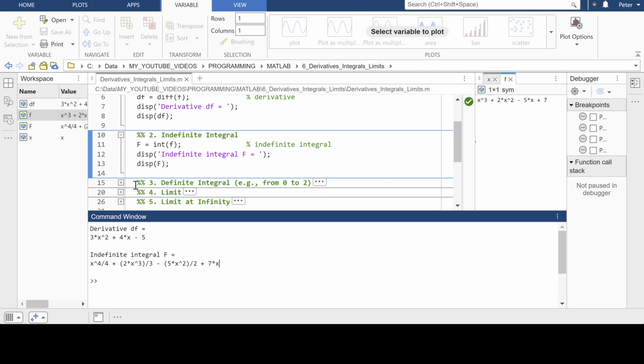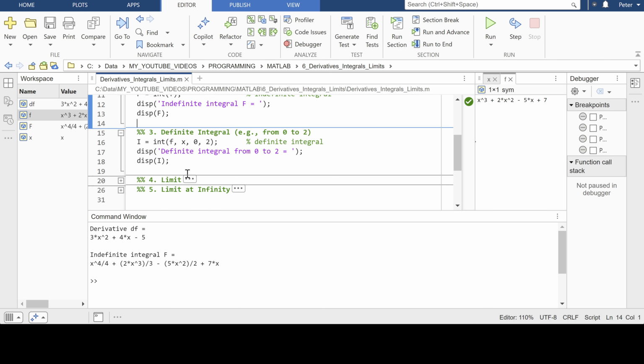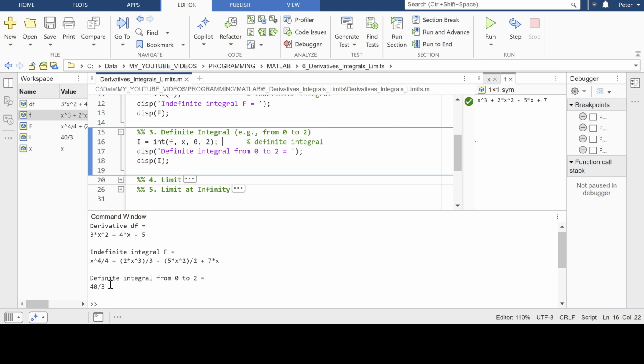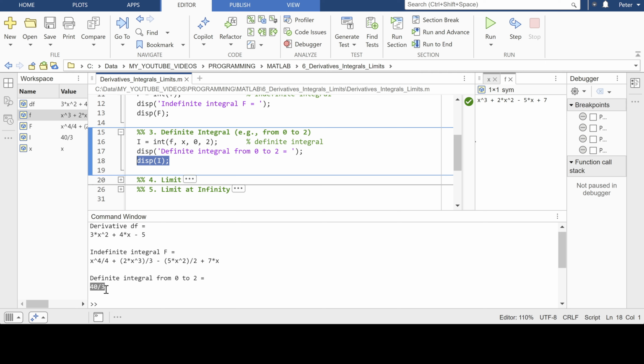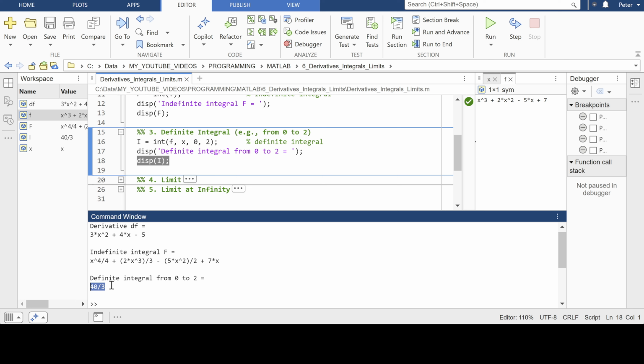Now let's evaluate a definite integral, for example, from 0 to 2. We type int of f, x, 0, 2, which tells MATLAB, integrate the function f with respect to the variable x, starting at 0 and ending at 2. MATLAB returns a numeric value, representing the exact area under the curve between those 2 points. This is perfect for physics, engineering, and optimization problems.